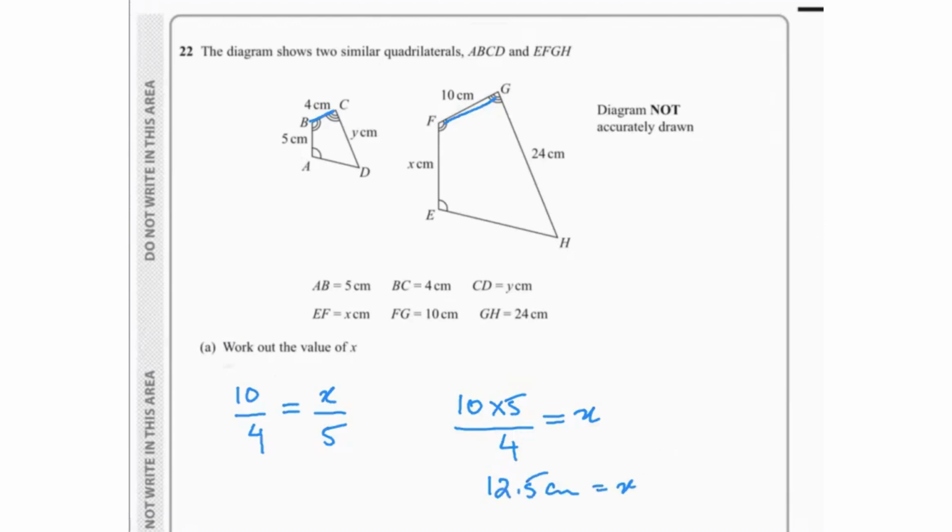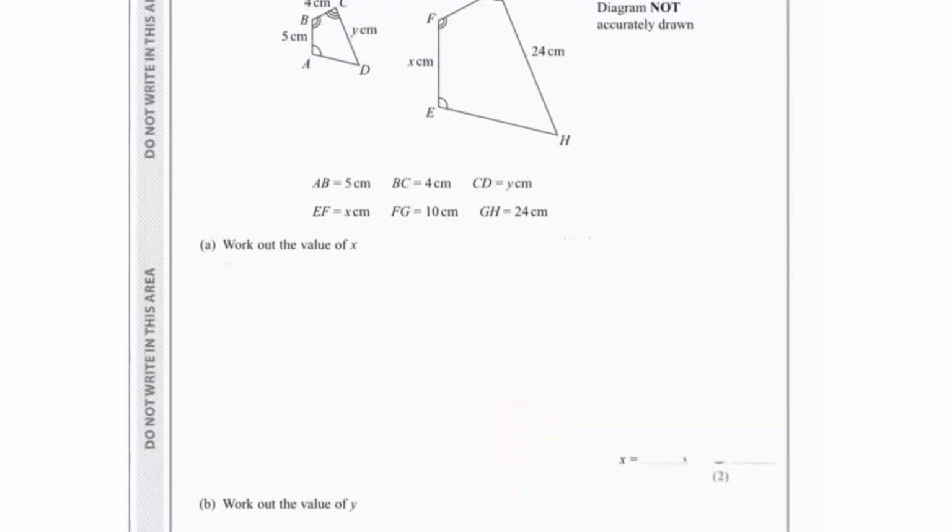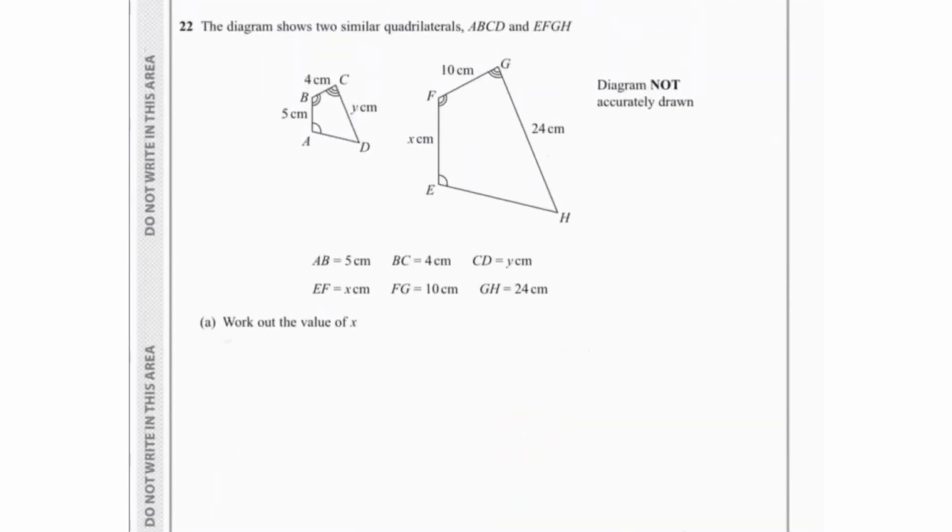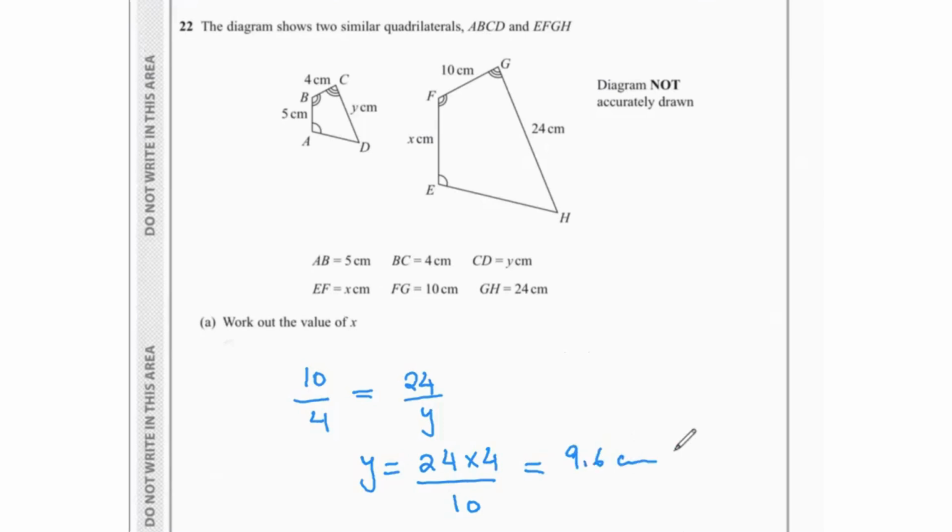Then the next part probably asks us to find Y, yeah. So to find Y, same thing. 10 over 4 equals 24 over Y now. So Y equals 24 times 4 divided by 10, which gives us 9.6 centimeters. So remember, the scale factor is the same for all of the lengths. So you put the ratios for the lengths equal to each other and then solve it for the given variable.